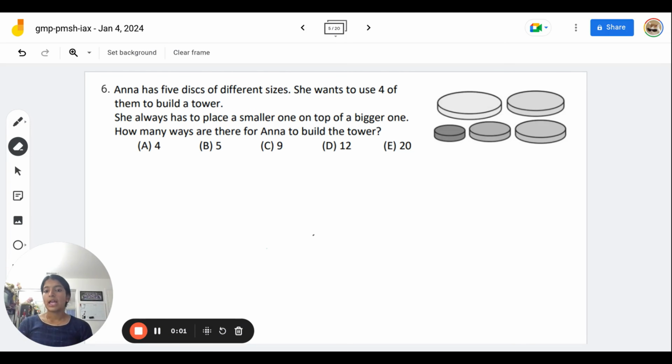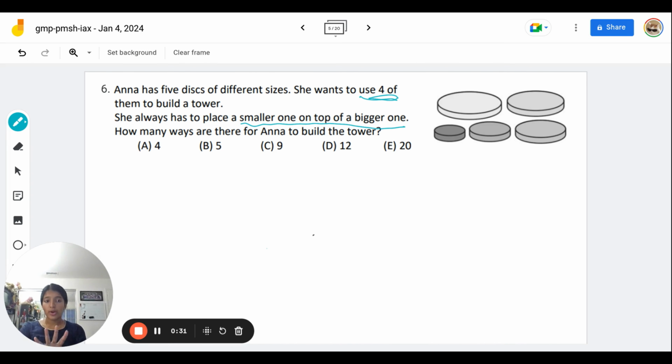Number 6. Anna has 5 discs of different sizes. She wants to use 4 of them to build a tower. She always has to place a smaller one on top of a bigger one. How many ways are there for Anna to build a tower? So we have 5 discs over here, and I'm going to underline some of the parts that are really important in this problem. So she wants to use 4 of the discs to build a tower, and she always has to place a smaller one on top of a bigger one.